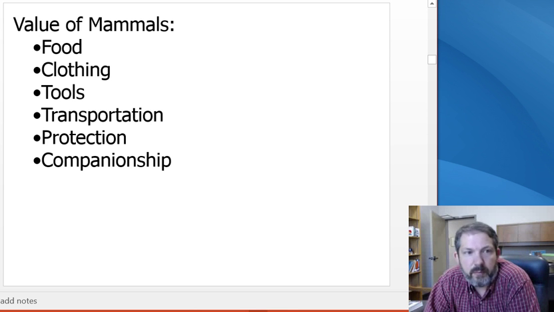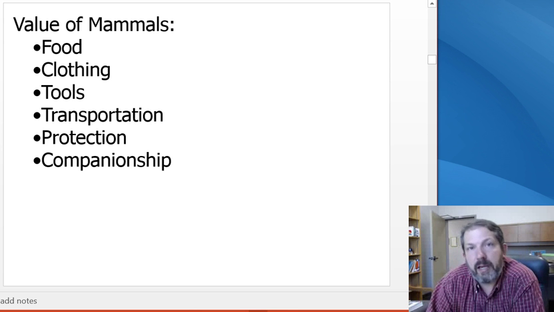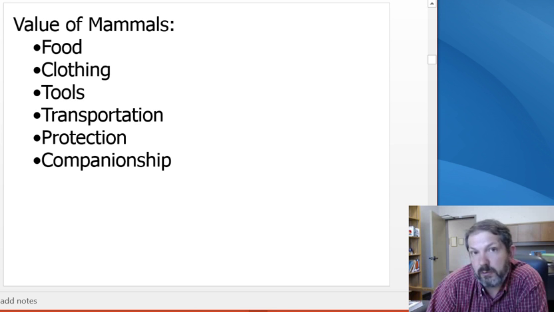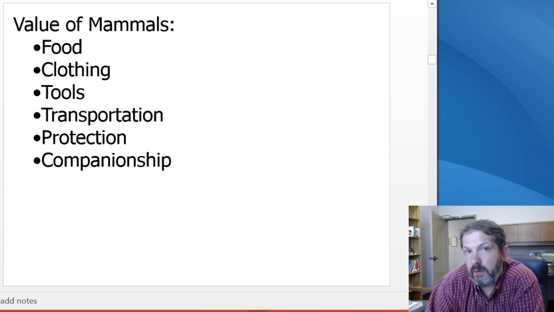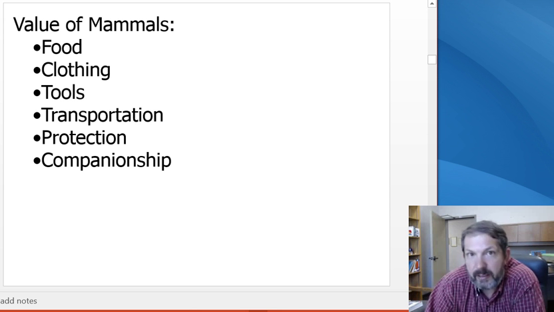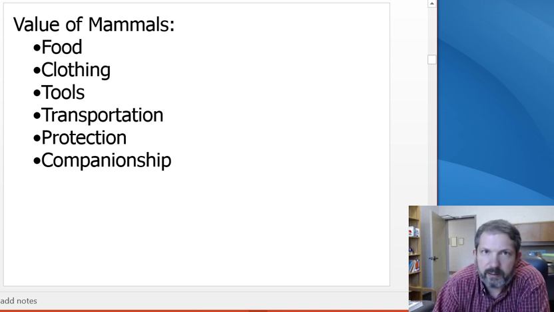Okay, mammals. Value of mammals. Humans, how do we value mammals? Well, we like to eat them, right? We like to eat steaks. We like to eat pork. We like to eat chicken, but that's not a mammal, right? Mammals have fur. They produce milk. We use them for clothing, tools, transportation, protection, companionship. We value mammals. We like things that are like us. Most mammals. We don't really value mice too much. Rats, yeah, they get a bad name. Too bad.